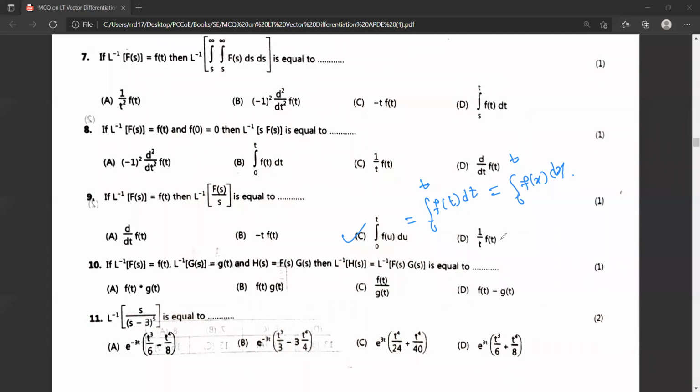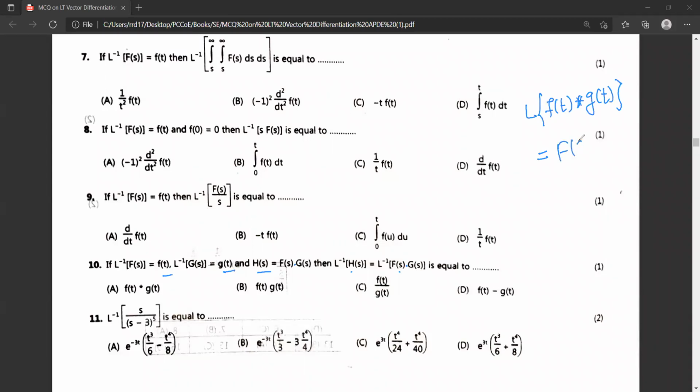Now this one. You should know the definition of it actually. If L inverse of f of s is f of t and L inverse of g of s is g of t, and h of s is equal to f of s into g of s, then L inverse of h of s is L inverse of f of s into g of s. Now you know that whenever there is a convolution, f of t star g of t is equal to what? Tell me the answer. It is equal to option A, capital F of s into capital G of s.